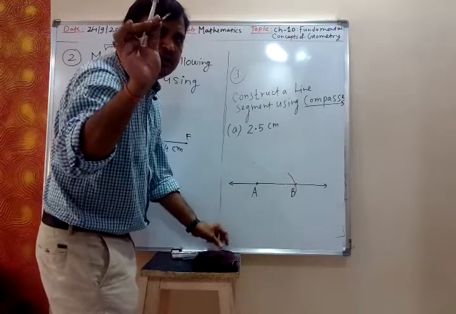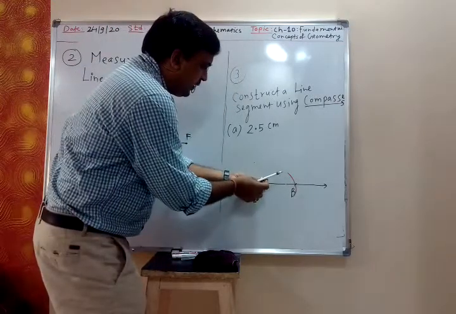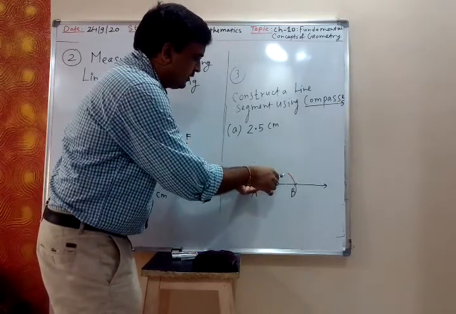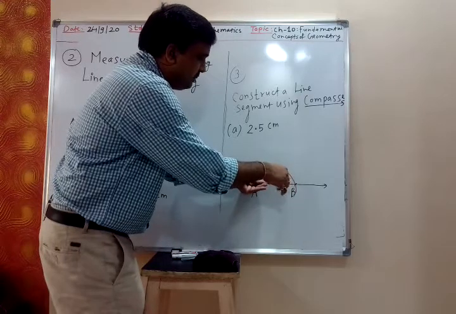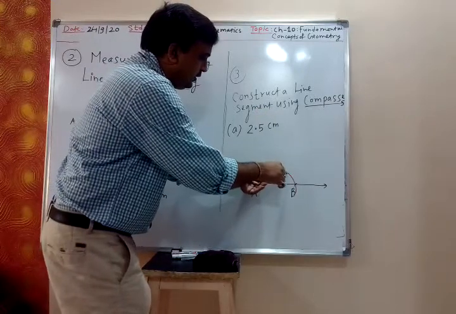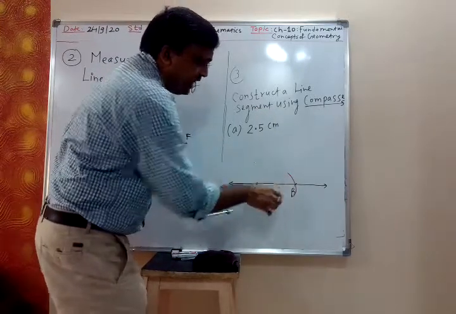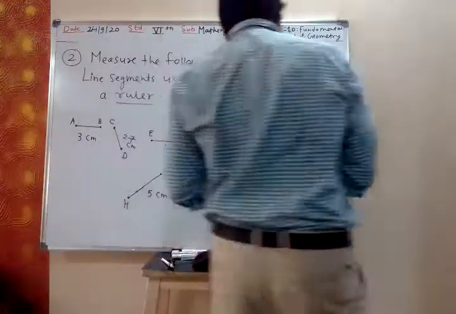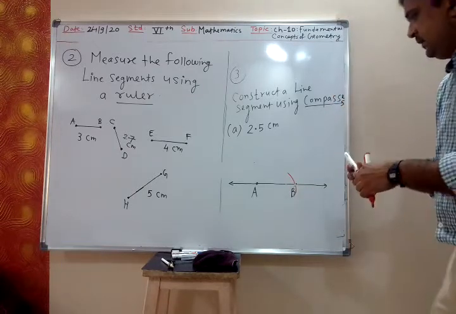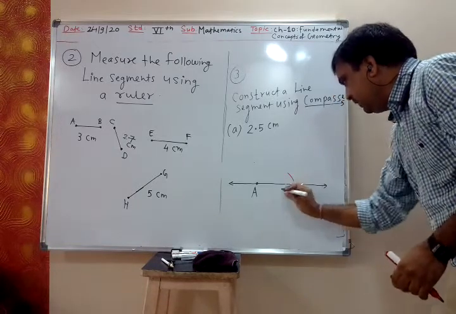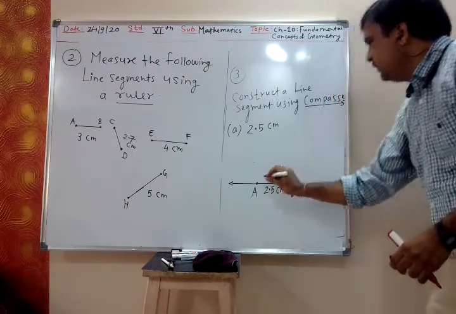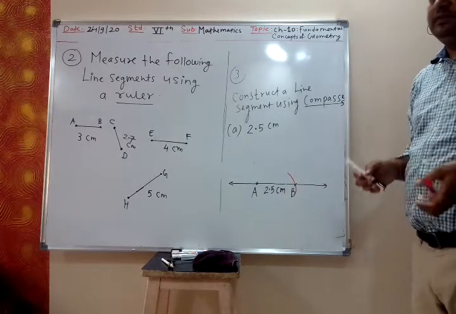You keep the rounded tip at A, and after taking the distance 2.5, wherever the pencil tip is, that is my B side. You keep the rounded tip at A and draw one arc. That arc cut my line at B. This is my B. This is AB. We write 2.5 centimeter. The line segment AB is 2.5 centimeter.